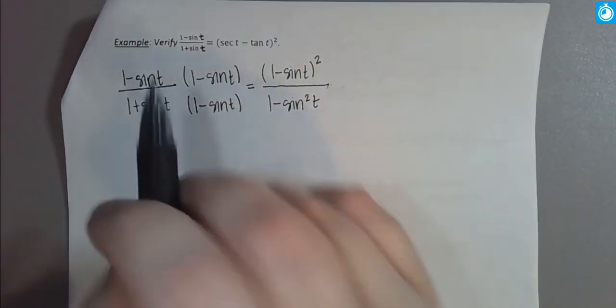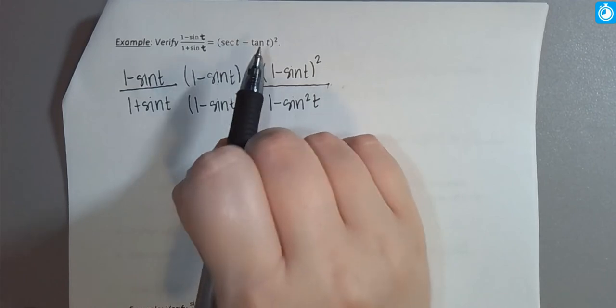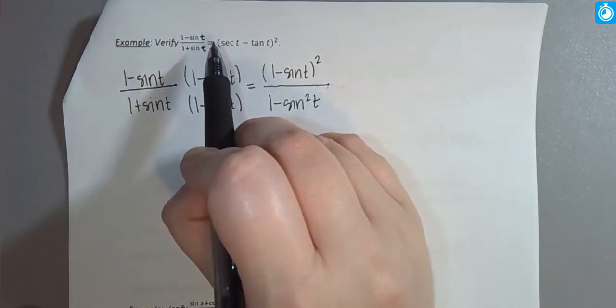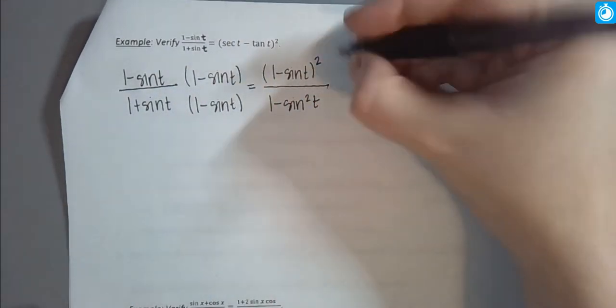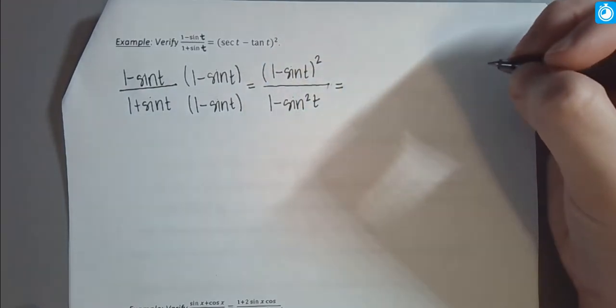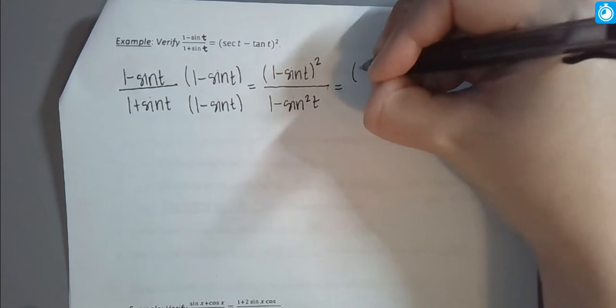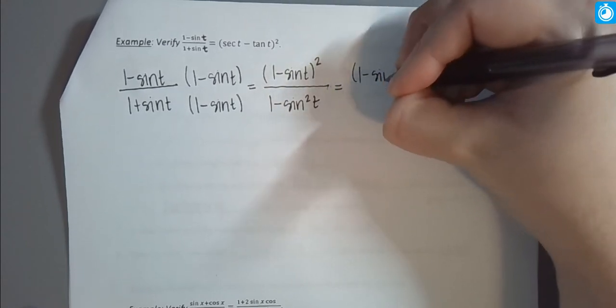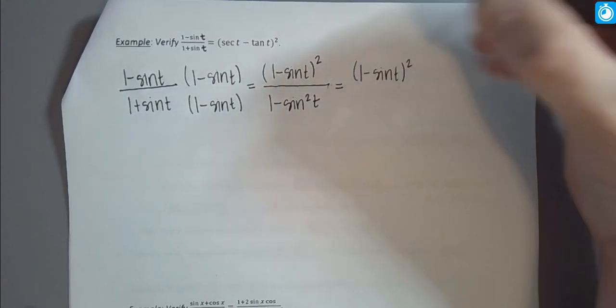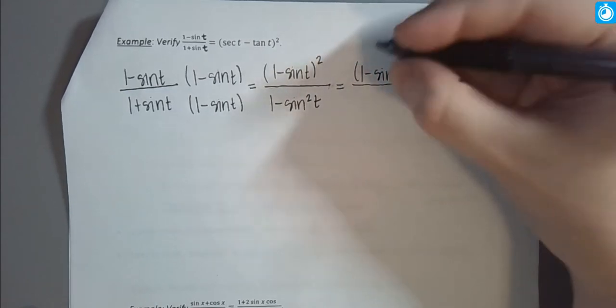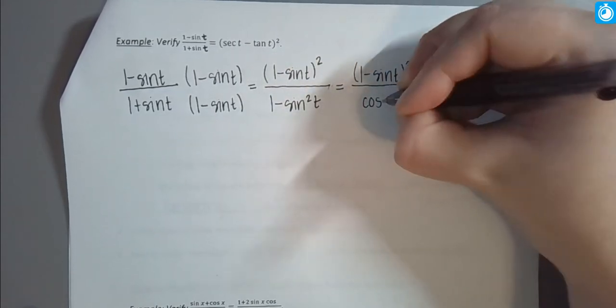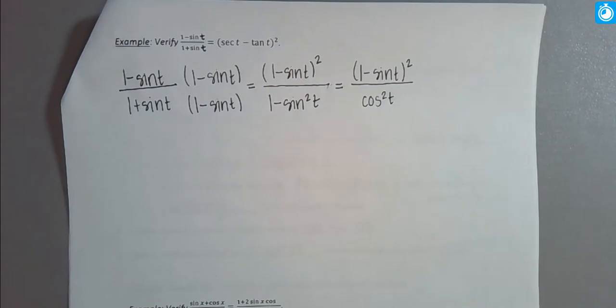And again, at the very end, it looks like we're probably going to need a cosine in the denominator based on the kinds of things we have at the very end. So replacing that 1 minus sine squared with a cosine squared is going to be a really good strategy to use here. So we have 1 minus sine of t squared, and then using that Pythagorean identity, we're going to replace our 1 minus sine squared with a cosine squared.